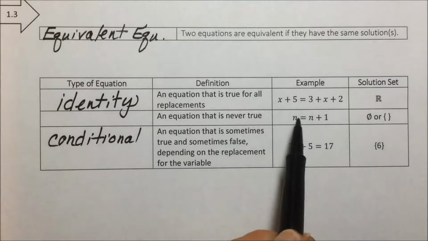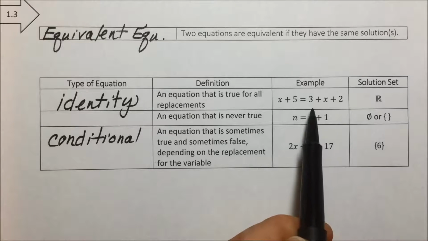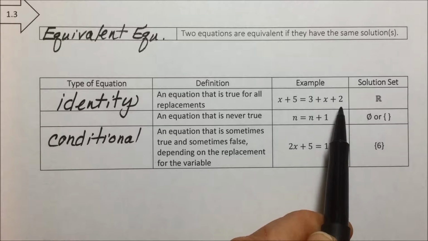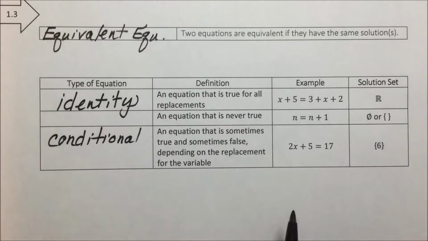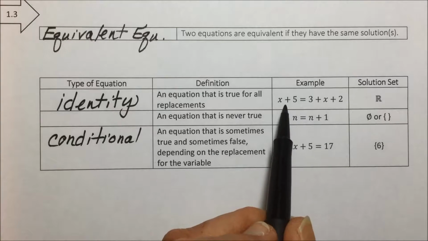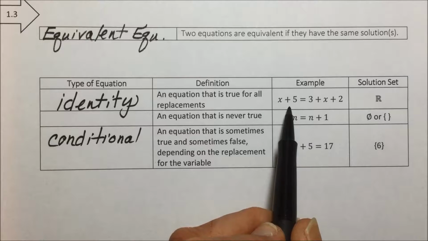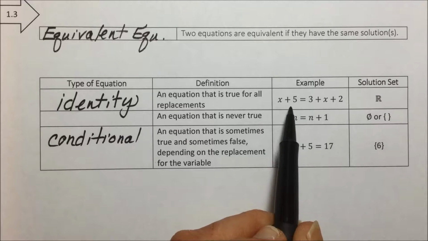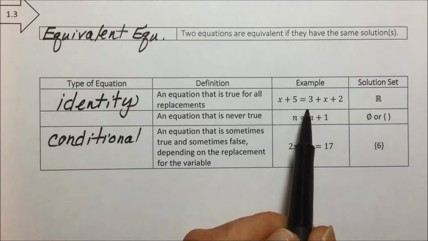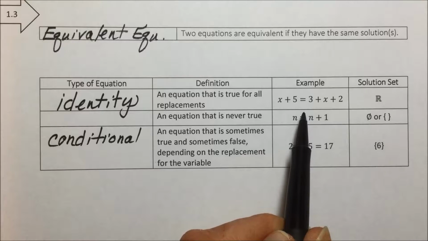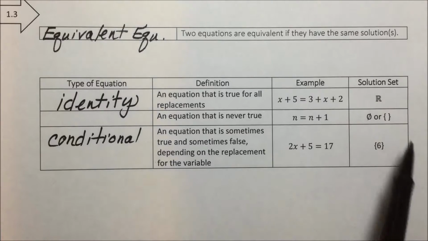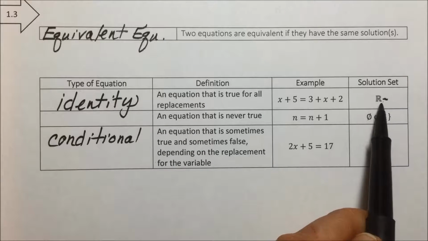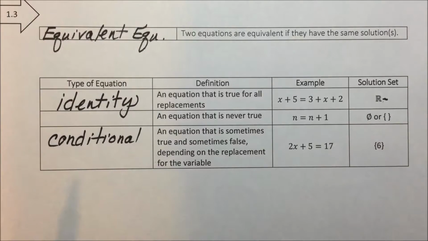The example that I have here doesn't look like it's the same thing, but if we simplify on the right-hand side, 2 plus 3 is 5, so we have x plus 5 is equal to x plus 5. Because we're doing the same thing to the variable, and we have that same expression on both sides of the equal sign, any number will make this true. So our solution set is all real numbers.